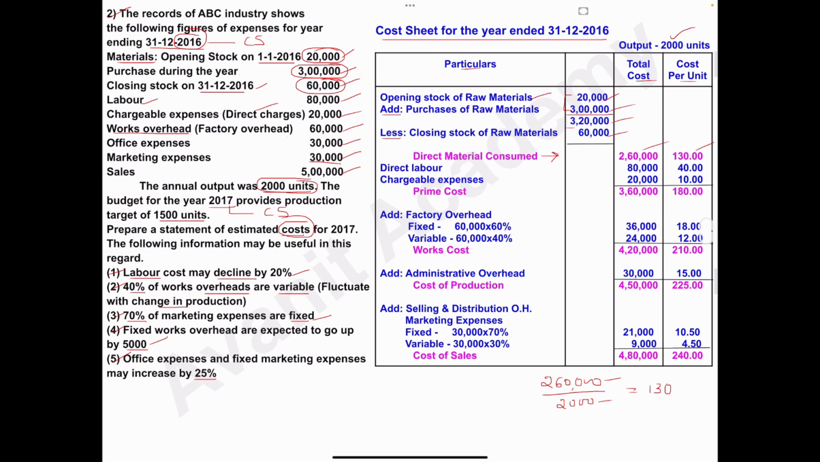Next we have to take direct expenses. Here in this problem they have given labor and chargeable expenses. So direct labor amount is 80,000. In the total cost column 80,000, per unit 80,000 divided by 2,000, you will get 40 rupees. That is 80,000 divided by output, 40. Next, chargeable expenses, that is direct charges. Chargeable expenses amount is 20,000.